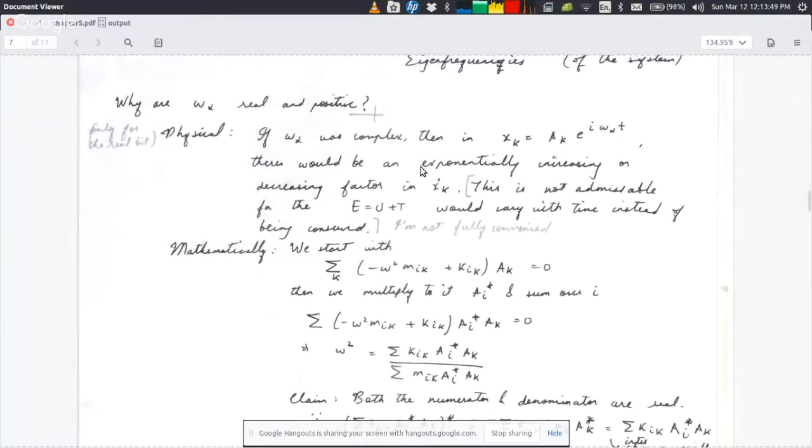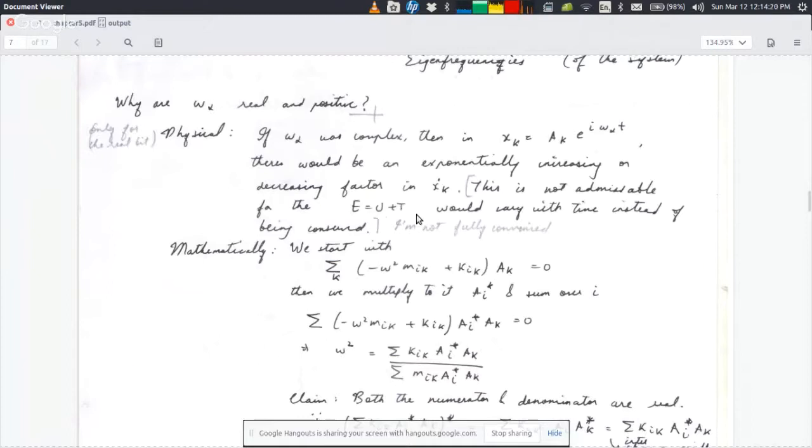The first reason for why it should be positive is that if it was complex, then, if you recall, your solution was xk is equal to ak e power i omega t. This is how we started with getting an omega. So you have to plug in a complex omega alpha, and when you do, you will see that your x starts decreasing exponentially. Okay, and when that happens, this is not an admissible solution because the energy of the system would have to explicitly depend on time, since it's exponentially decaying with time.